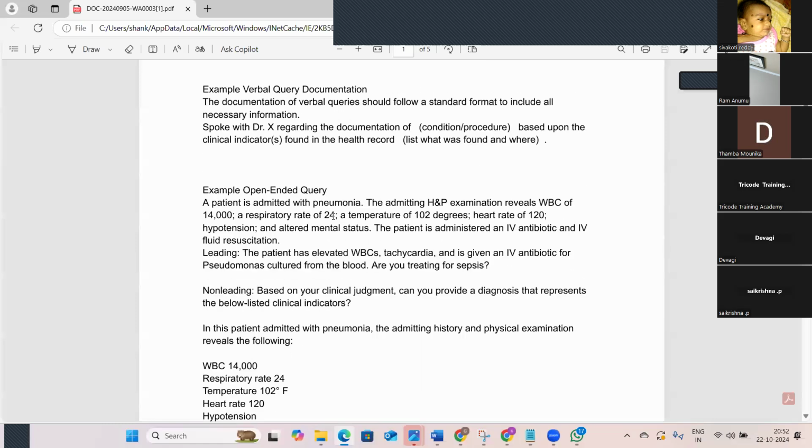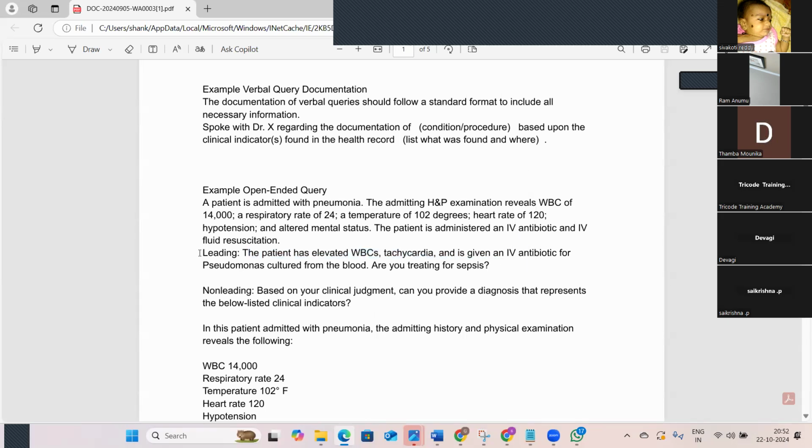So compliant and non-compliant, or leading and non-leading, both are the same. Remember that. Leading means he is not providing. See, a compliant query means we should provide all three parameters I mentioned: one is the medical documentation, second is clinical indicators, third is treatment. That should be provided, and the question should also be polite, very clear and concise. Then we can say it's a compliant query.